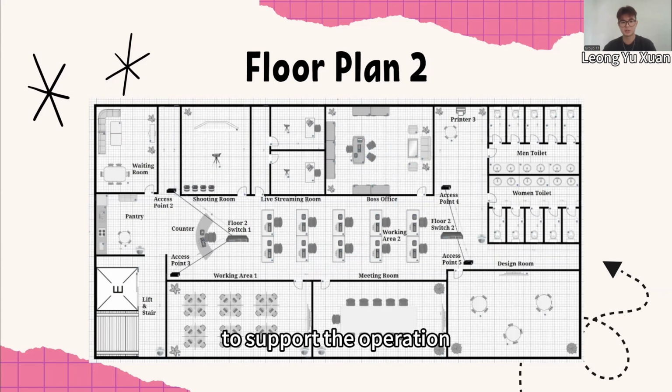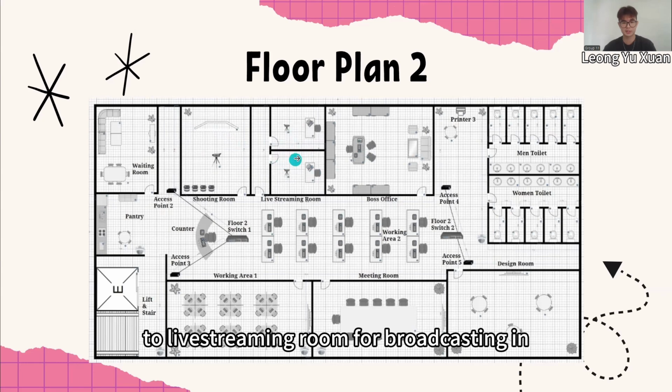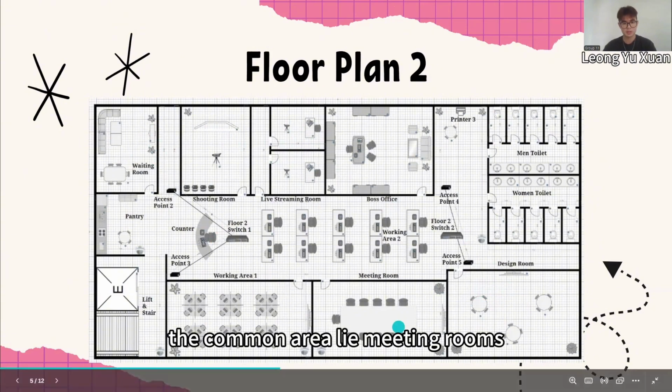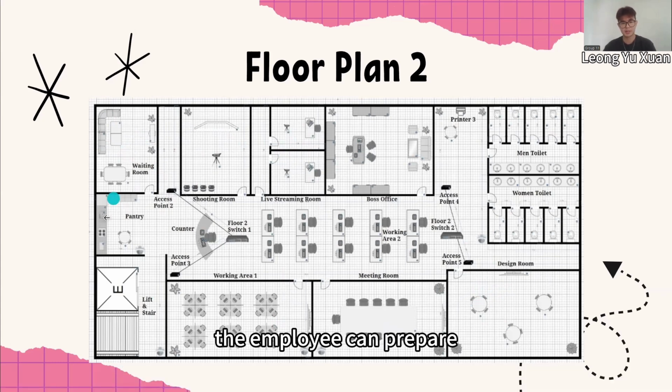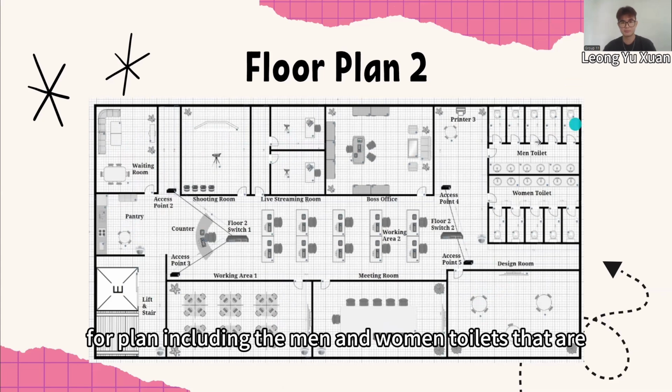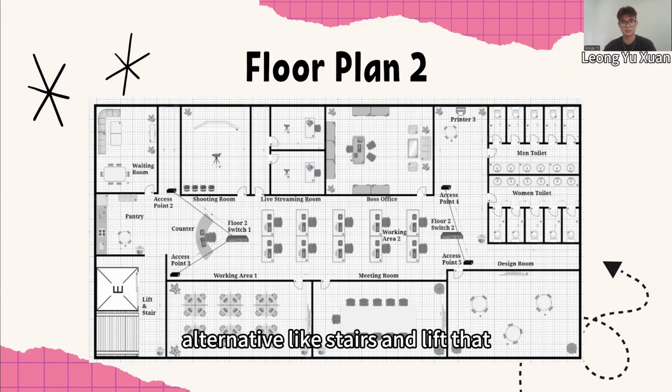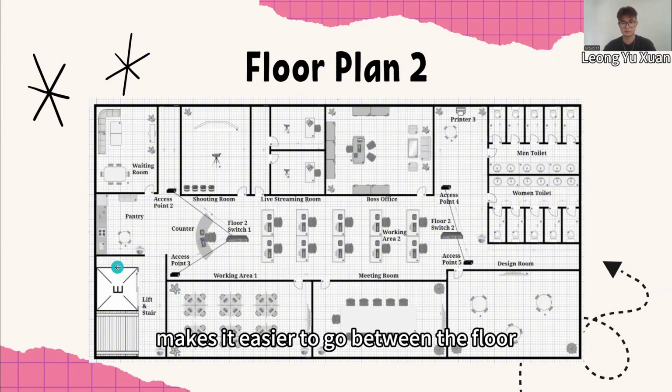To support the operation, the floor plan includes a shooting room for video production, 2 live streaming rooms for broadcasting in an enclosed space, and a design room for creative and collaborative work. Common areas like the meeting room provide a specific area for group discussion and presentation, and the waiting room gives guests a comfortable space to wait. Employees can prepare and eat food in the pantry, which acts as a small cooking area. The men and women toilets are located conveniently on the right side of the vertical transportation, stairs and lift, which make it easier to go between the floors.